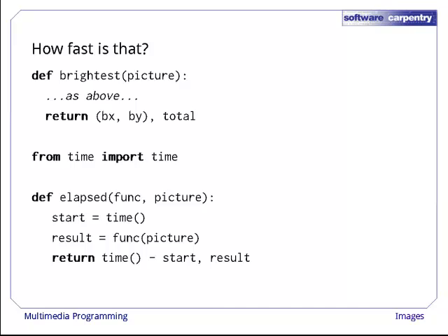Here, we've put that logic in a function called elapsed, which takes a function and a picture as arguments, applies the function to the picture, and returns the elapsed time along with whatever the function itself returned. If we use elapsed to run brightest, we find that it takes 0.63 seconds to find the brightest pixel. That's pretty fast, but we can do a lot better.